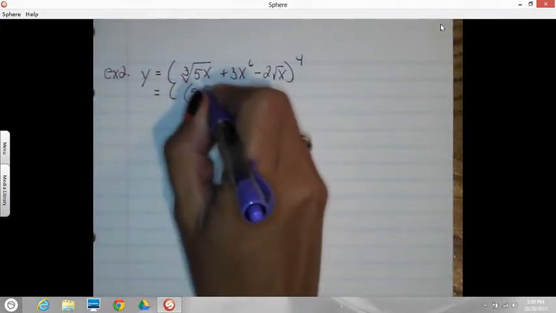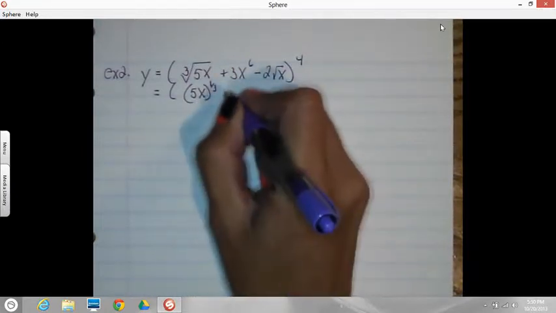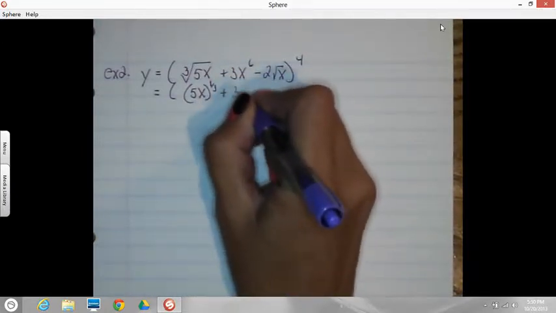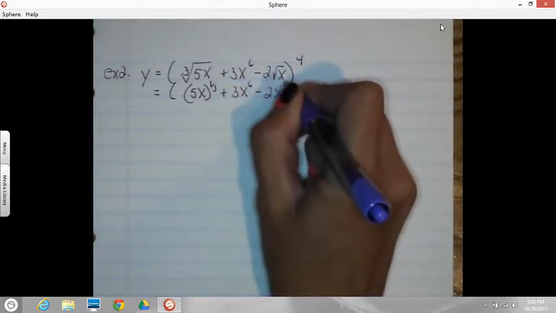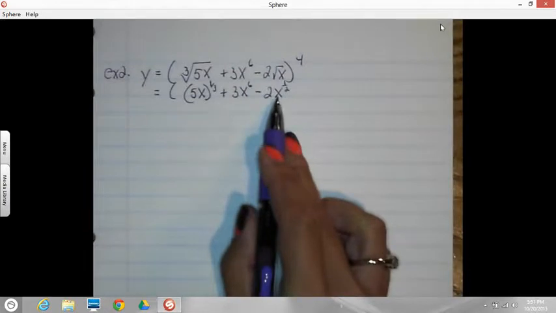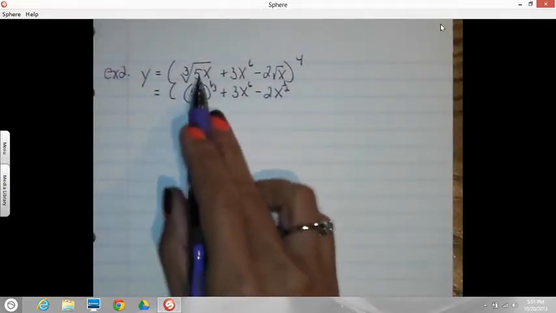So this will be 5x to the 1/3. Ooh, that has an inside and an outside. This is going to stay 3x to the 6th. This is going to be minus 2x to the 1/2. I didn't have to put parentheses around this one because it was only an x on the inside. Here was the 5 and the x that were to the 1/3 power.